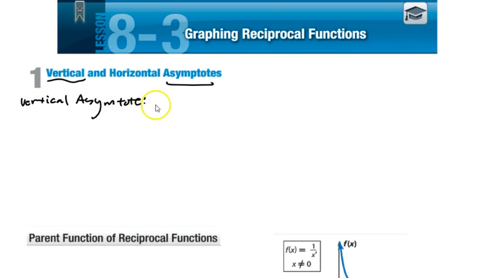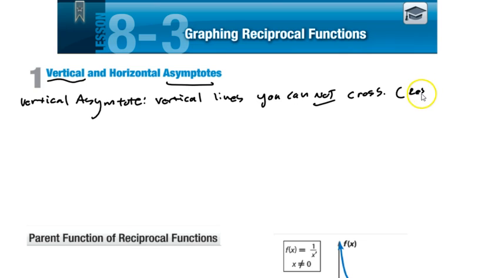So these correspond to the restrictions on your domain. So what these are, vertical lines you cannot cross. Again, these are just like your restrictions on the domain. So how do we find these? Well, it's like the restrictions. You set the denominator equal to 0.